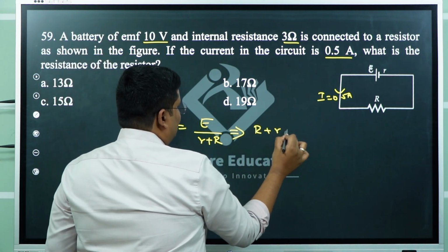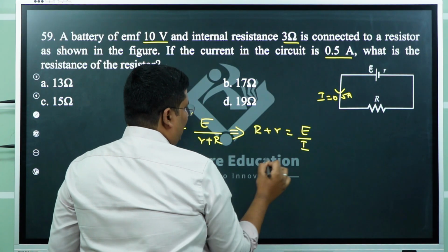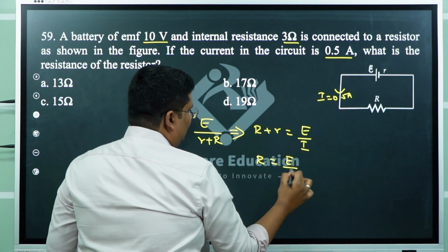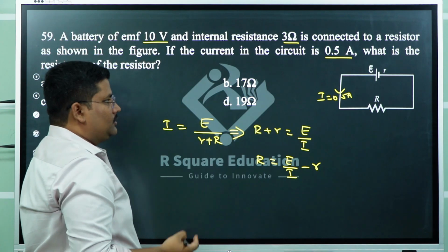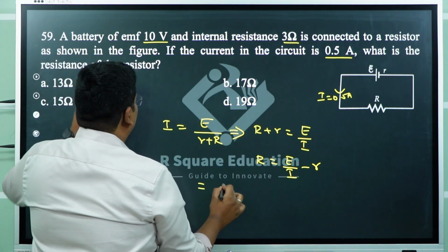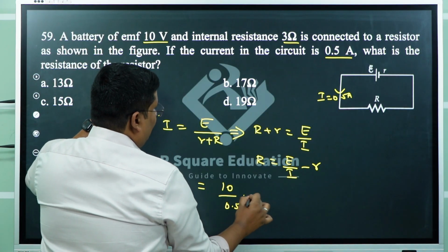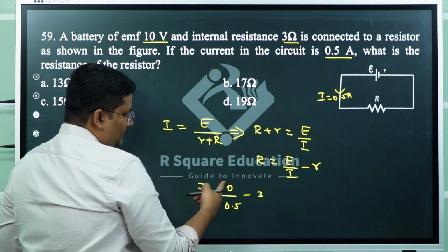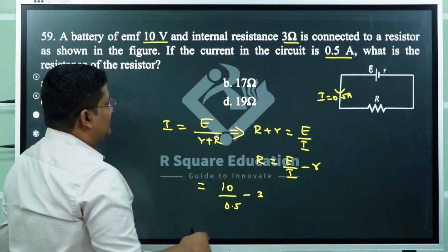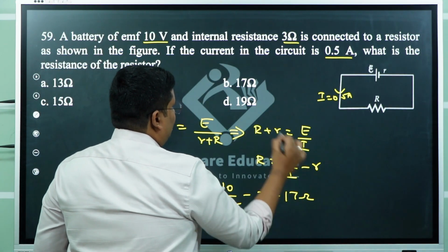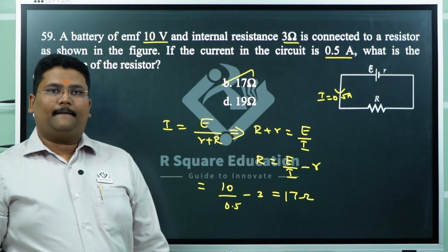So R plus r is equal to E by I, and R is going to be E by I minus r. So you know what E is? E is going to be 10 volt, the current is going to be 0.5, and the internal resistance is going to be 3. So it's going to be 20 minus 3, which is going to be 17 ohms. So the answer is 17 ohms.